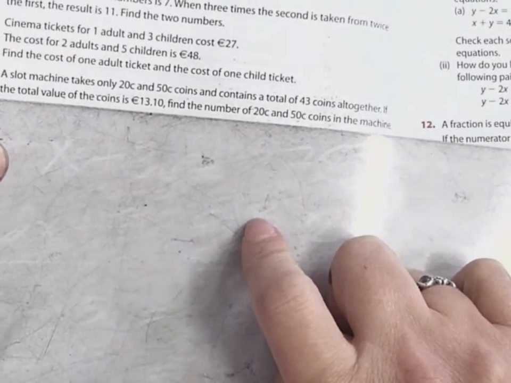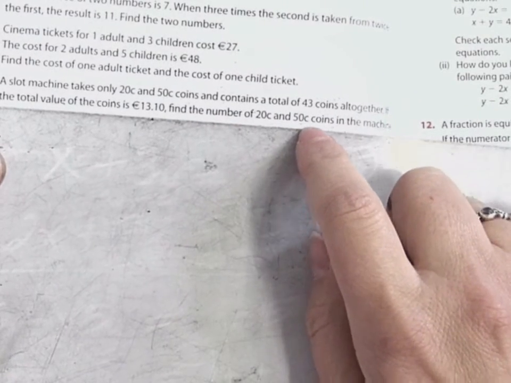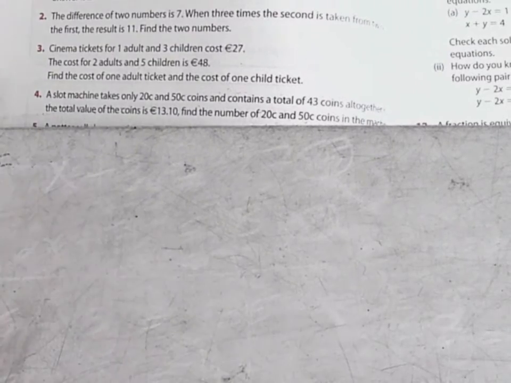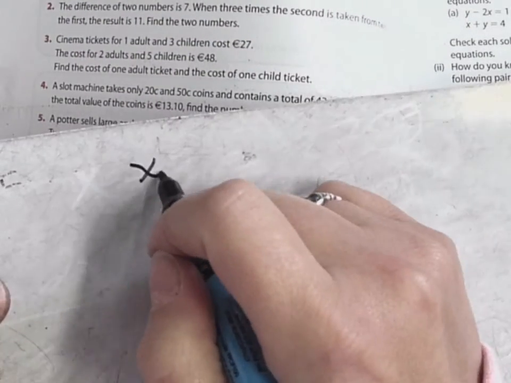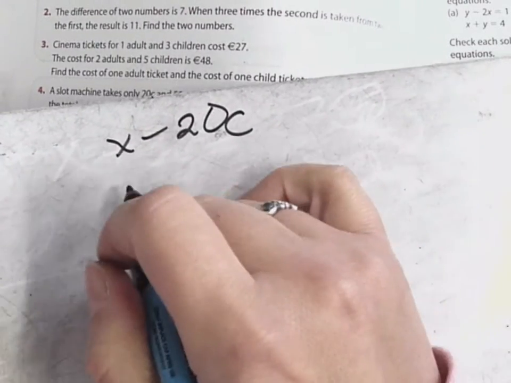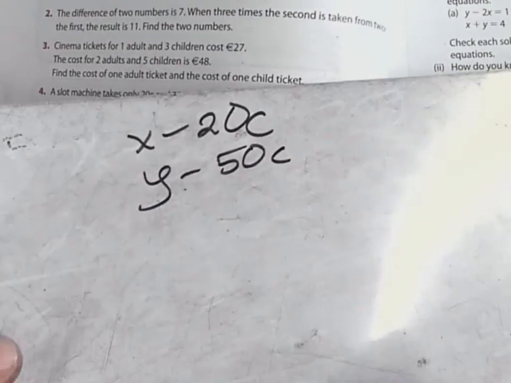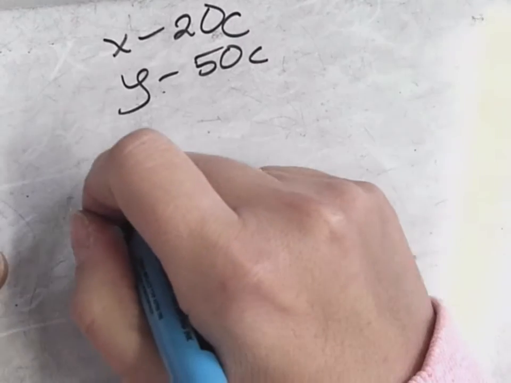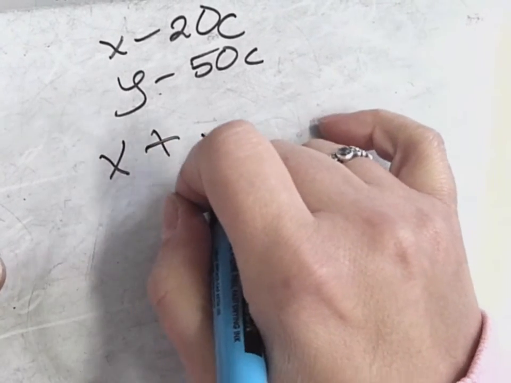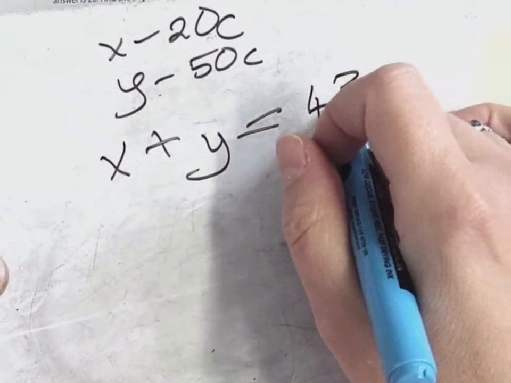A slot machine takes only 20-cent and 50-cent coins and contains a total of 43 coins. So if we said the number of 20 cents are x's, so there's x 20 cents, as in if x is 30, there's 30 20-cent coins in there, right? And we'll say y is the number of 50-cent coins. So the total number of coins is 43. So that means if you take the number of the 20s and you add it to the number of the 50s, when you add them you get 43, right?